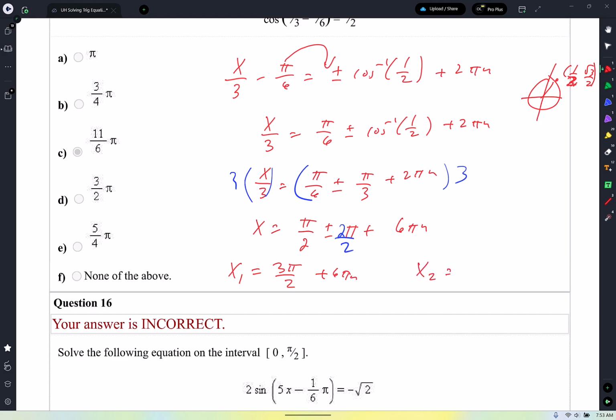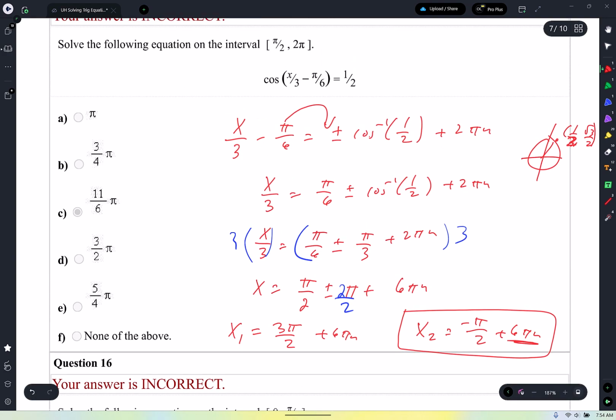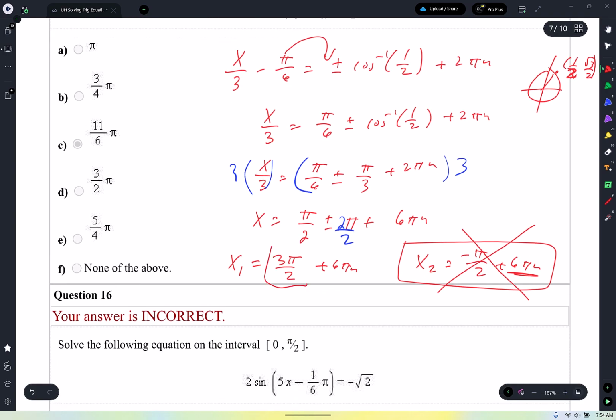x2 equals 1 minus 2. That's going to be negative pi over 2 plus 6 pi n. But you can't use this one. So sorry that I said same. You can't use this one because if I add 6 pi to negative pi over 2, you're outside this domain here. See? So you're not going to bother with that one. The only one you're going to bother with is this one. And there's my answer, 3 pi over 2.